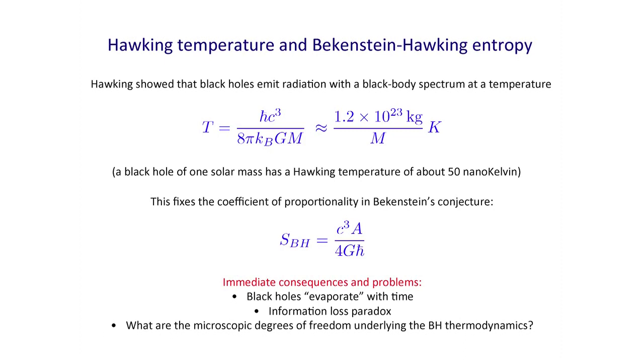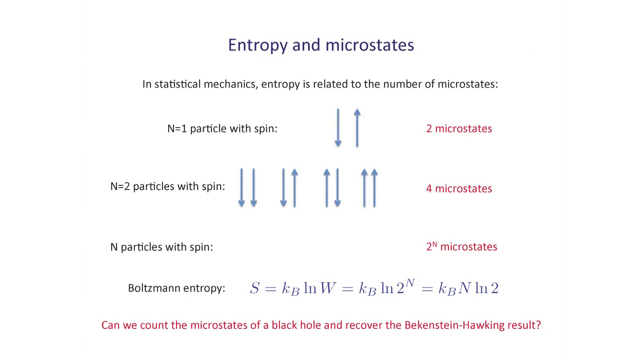So the simple example of this is the system of particles with a spin, right? So suppose we have one particle with spin. It has two microstates. The spin can be up or down. If we have a system of two particles, then there are more options. Both can have spin down or spin up, or in the opposite directions, right? So for one particle we have two microstates. For two particles we have four microstates. Generically, if you have n particles with spin, the number of microstates is equal to 2 to the power n.